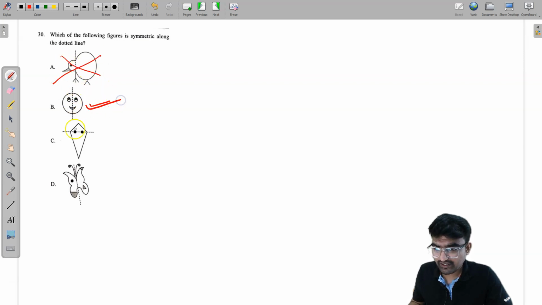2 looks symmetrical, C is symmetrical but not along this line, right? Because this shape and this shape is quite different. Again, D option is not symmetrical either, so the correct option is B.